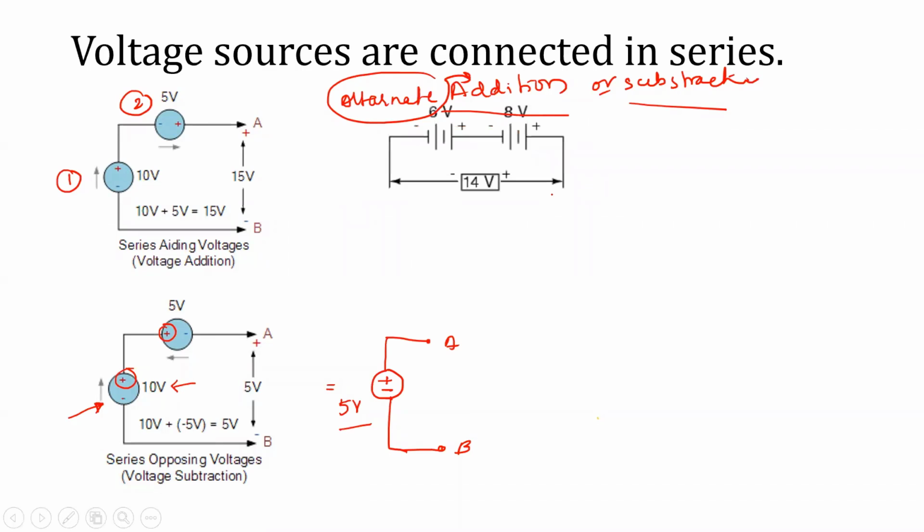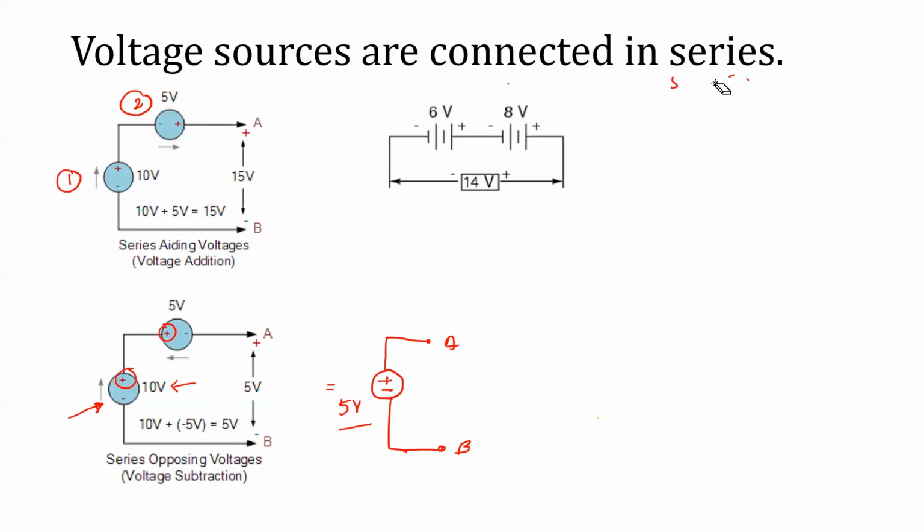Okay. Next, here are two voltage sources. These two voltage sources can be replaced by a single voltage source that is equal to the addition of these two.